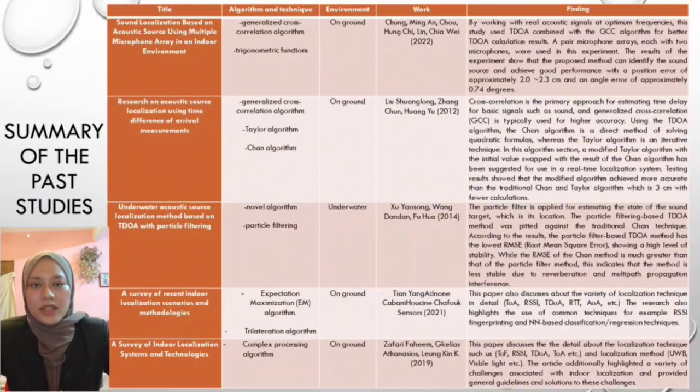Using the TDOA algorithm, the Chan algorithm is a direct method for solving quadratic formulas, whereas the Taylor algorithm is an iterative technique. In this algorithm section, a modified Taylor algorithm with the initial value replaced with the result of the Chan algorithm has been suggested for use in a real-time localization system. Testing results show that the modified algorithm achieves more accuracy than the traditional Chan and Taylor algorithms, which is 3 cm, which favors calculation.